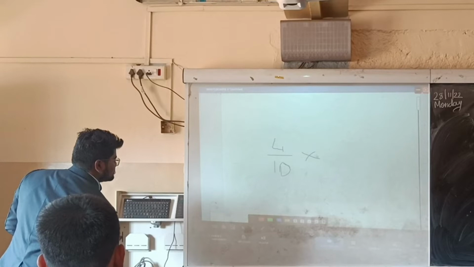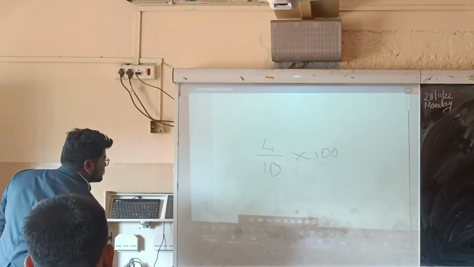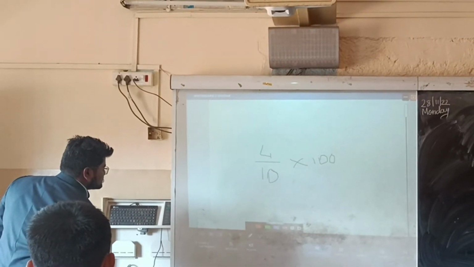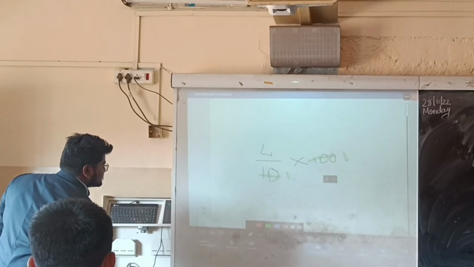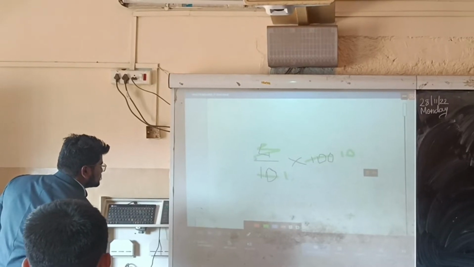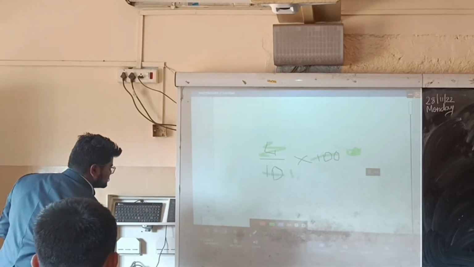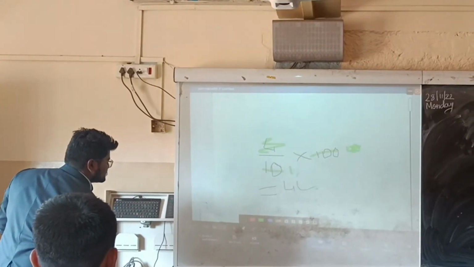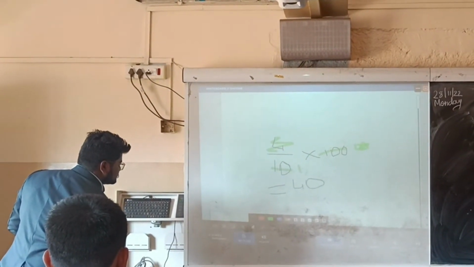Since we are dealing with percentage, let us multiply this with 100. Now, you can see that 10 ones are 10 and 10 tens are 100. So this 4 multiplied by this 10 gives us how much? It gives us 4 tens are 40. Yes, and 40 is the correct answer. Okay, let's go back.